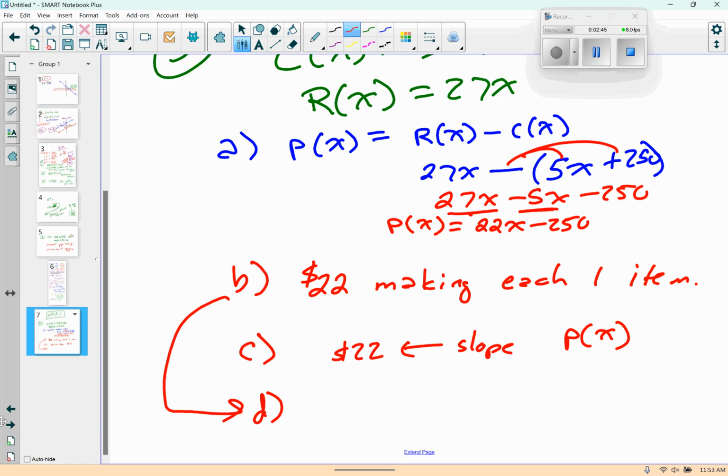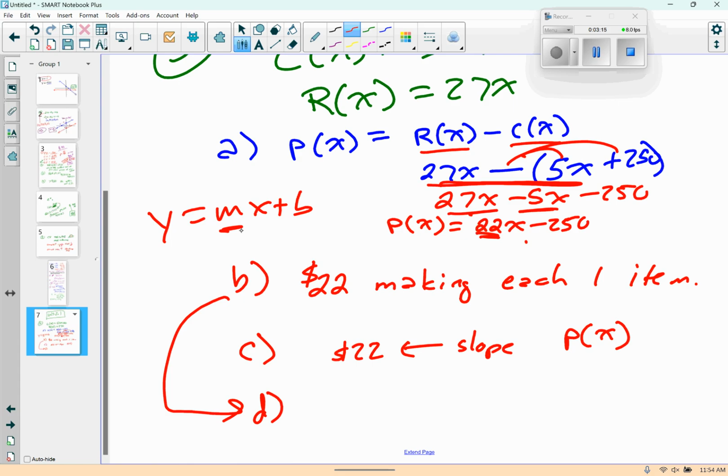Can you explain how the slope is 22 again? What's the rule you just said? So I subtracted R at x minus C at x, so the slope's actually changed. But why is that the slope though? Because it's right before the x in a linear equation, y equals mx plus b. You know this equation? Yeah. So it's whatever the x value is.